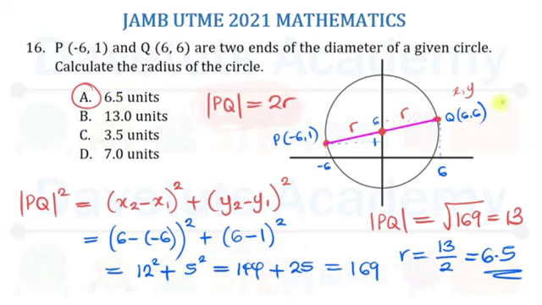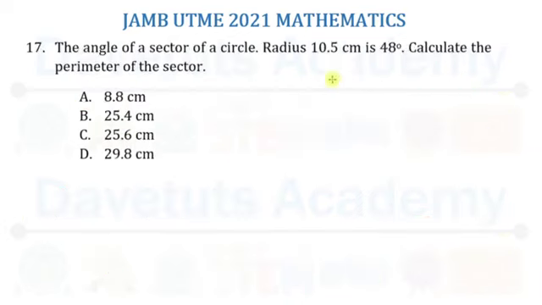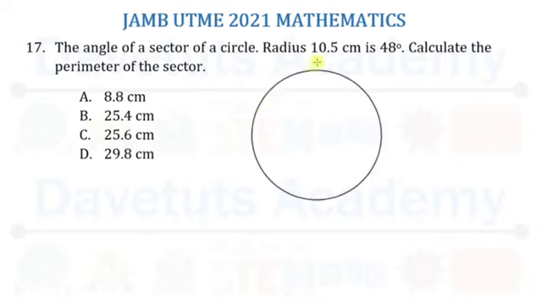Okay, here in this question again on circle, so the angle of a sector of a circle which has radius 10.5 centimeters is 48 degrees. So if you want to just draw that sector, let's take it here, it's 48, so shouldn't be up to 90.